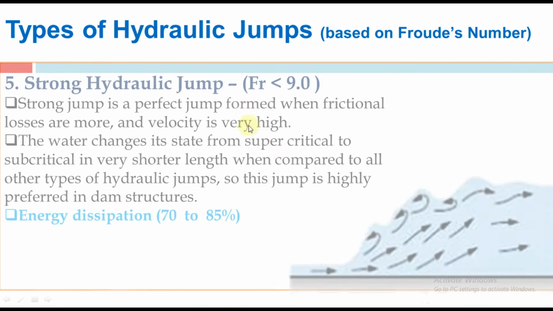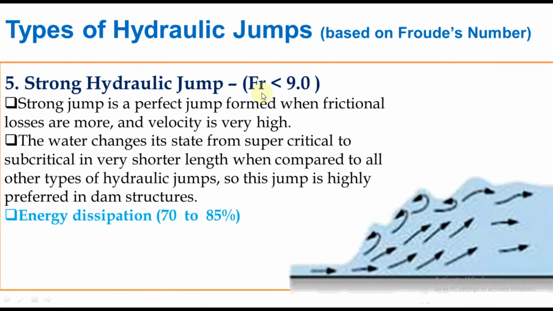Now the last one is the strong hydraulic jump. Whenever the Froude number is greater than 9, it is said to be a strong hydraulic jump. This is the most preferable jump in dam structures, where the velocity of water is very high at the downstream of the dam, and where this jump is most preferable to dissipate that energy. So this strong hydraulic jump is the perfect jump, which forms when the frictional losses are more and velocity is very high.